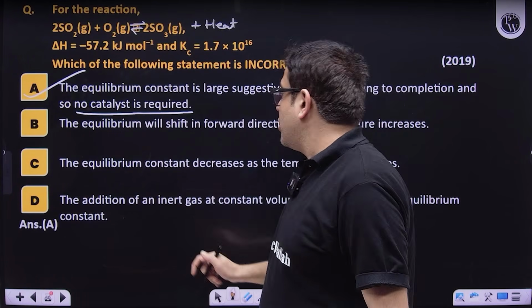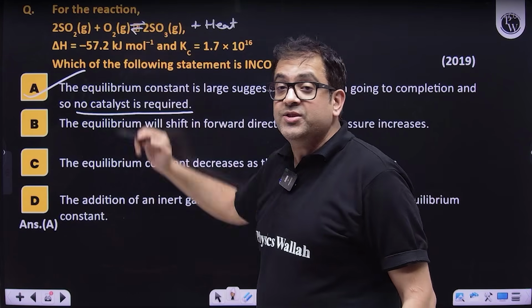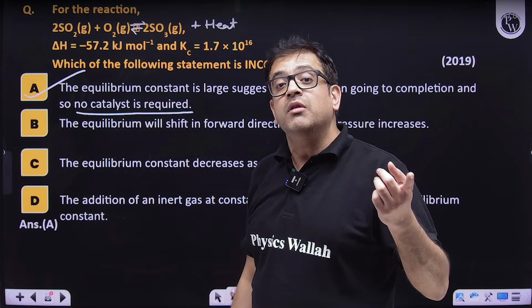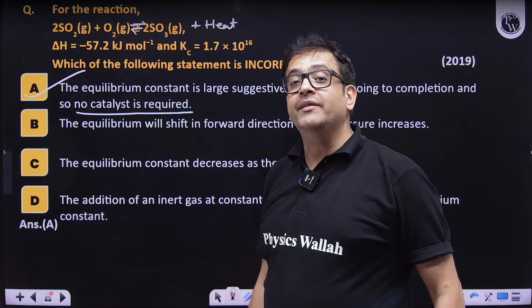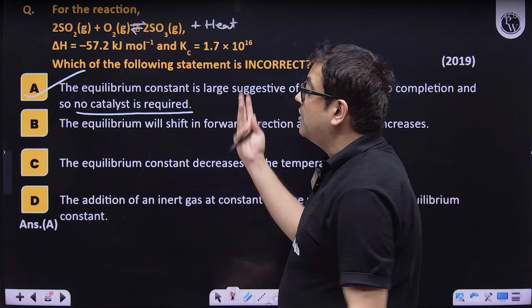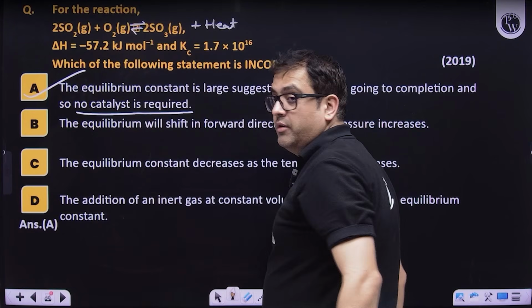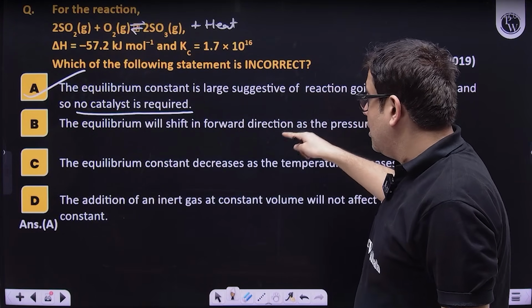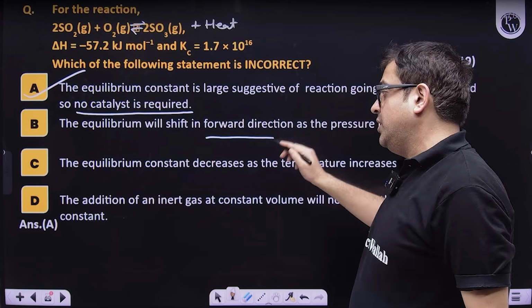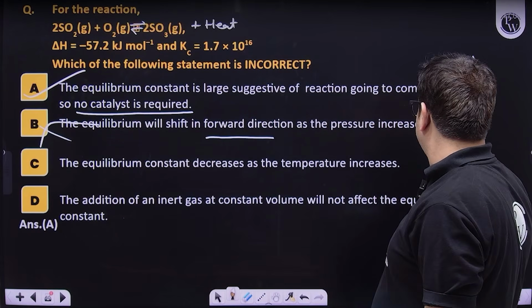But let us check other options also. Equilibrium shifts in the forward direction as pressure increases. When you increase pressure, the reaction should oppose it and try to decrease it. Where will you go? Where moles are getting decreased. Where are moles getting decreased? 3 producing 2. So you will move forward. So are you shifting to the forward direction? Yes. So this is correct, so not your answer because it is correct.